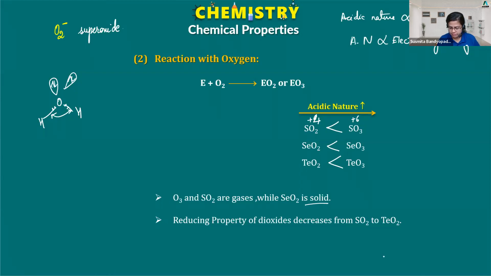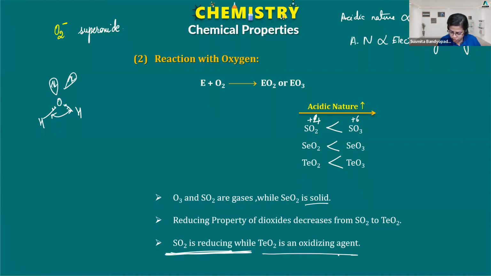Reducing property is decreasing from SO2 to TeO2. Why do you think it is so? SO2 is reducing in nature. TeO2, okay, TeO2 came here, oxidizing in nature. I can just tell you this. Non-metals, this is a non-metal sulfur, tellurium is a metal. Non-metals will be very stable with higher oxidation states because that increases their acidic character. Metals will be quite happy with their lower possible oxidation states because that makes them more basic.